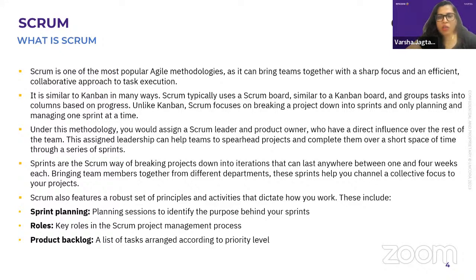we would assign a scrum leader, or we can say a product owner. This is generally a business person. Okay. So who has influence, what do we mean by he has influence? He's a business person. So he already knows that in that particular sprint, what we are going to deliver. Okay. And this team can complete projects over a short space of time through a series of sprints.